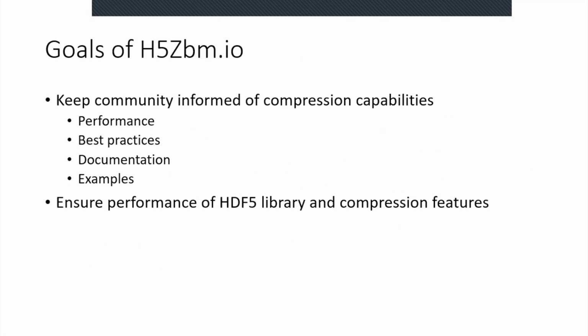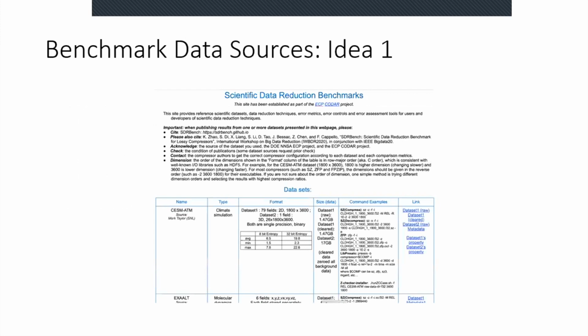So the goals, I can see in my slides, I changed the name of the site, h5zbenchmark.io. But basically, the goal is to keep the community informed about compression capabilities in HDF5. So, what compression features are available, what their performance is, what the best practices are, and how to use them. Documentation and examples, and then just ensure that the performance of the library is maintained over releases of the library, releases of the plugins, and so forth. And if performance issues pop up, we're aware of them rather quickly.